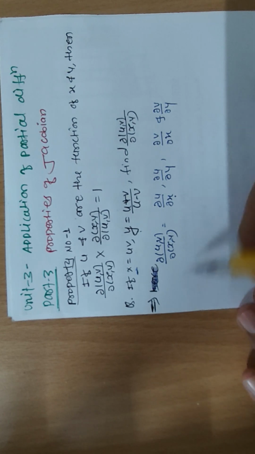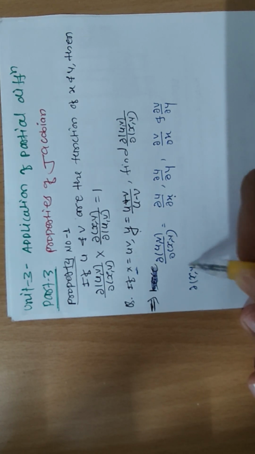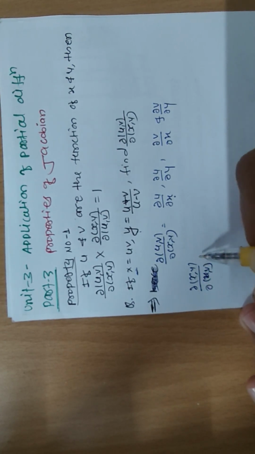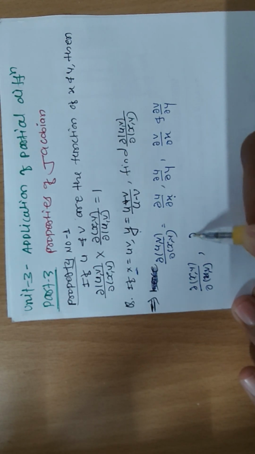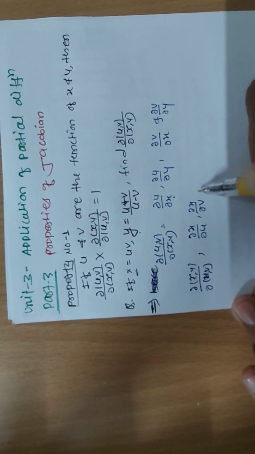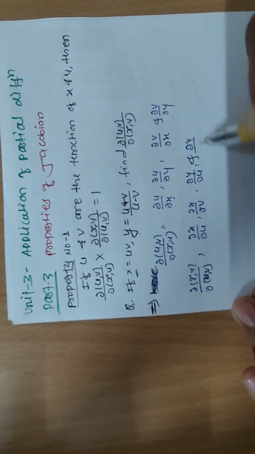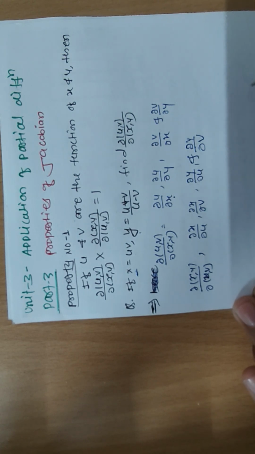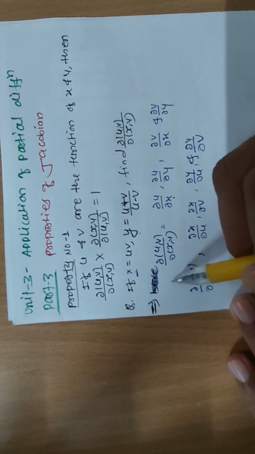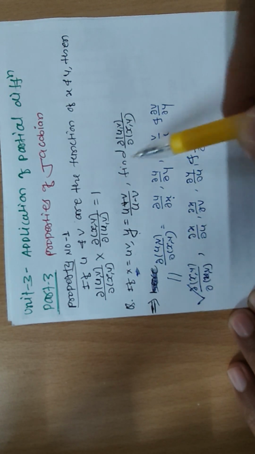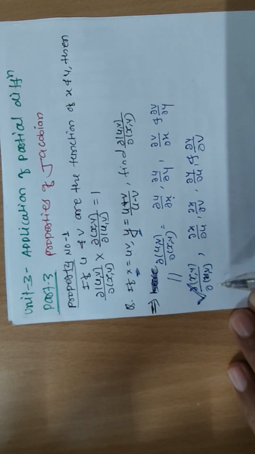So first we will calculate ∂(x,y)/∂(u,v). What is the meaning of this term? This is also a Jacobian. The meaning of this term is ∂x/∂u, ∂x/∂v, ∂y/∂u, and ∂y/∂v. In comparison to the other, this term is very simple to calculate, because we are given one function in terms of x and one in terms of y. That's why this term is very simple to calculate.